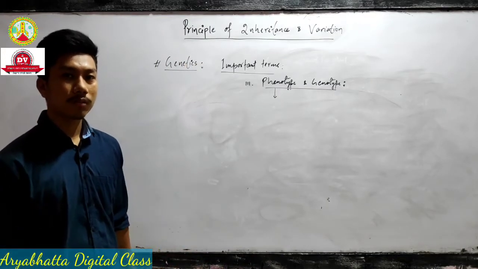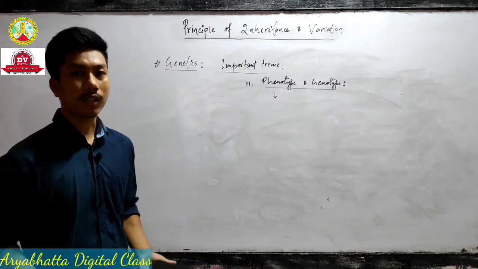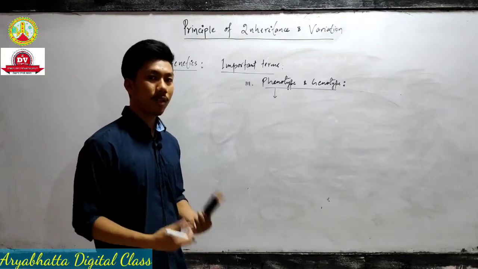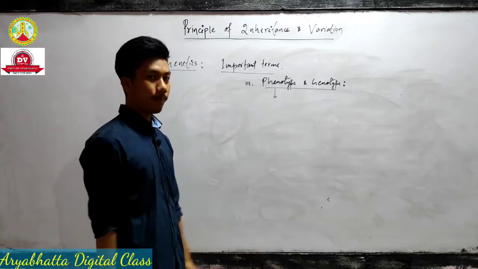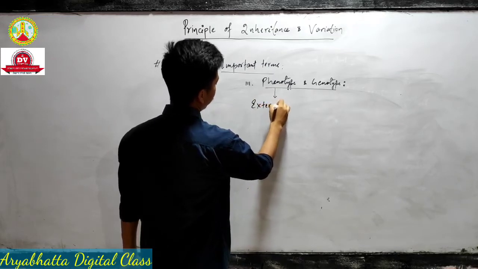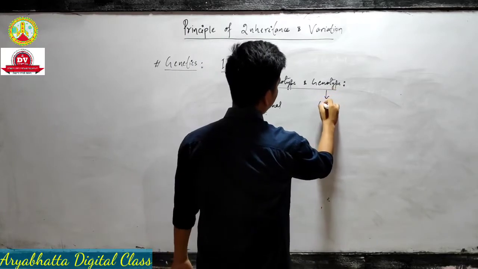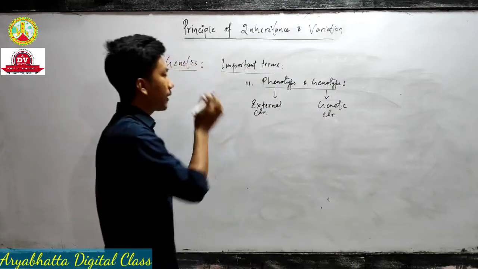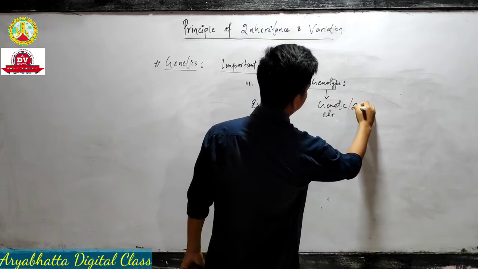When a cross is made, the result that we obtain, whatever character appears outside, we represent in the form of phenotype. And whatever character appears inside, that means inside the gene, whatever changes take place in the gene, we represent in the form of genotype. Phenotype means external characters. Genotype means genetic characters, that means internal characters.